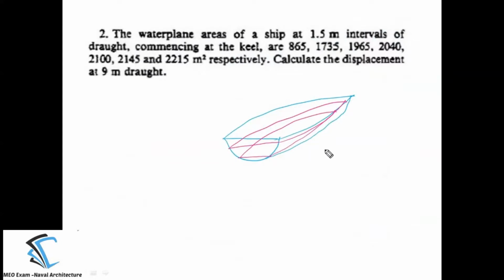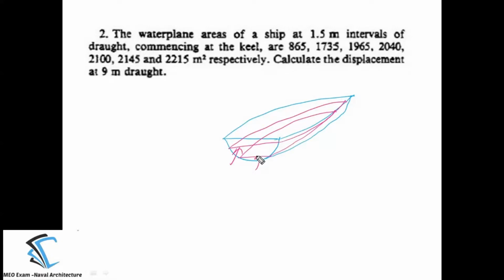Let's do one more numerical. Now in this numerical you will find the water plane area is given. In the earlier numerical, they gave the cross-sectional areas and asked to find the volume of displacement of the ship, with corresponding sub questions. In this numerical they have given the water plane area, which I have drawn here. You can see these are all water plane areas. In this diagram I have drawn only two water plane areas.